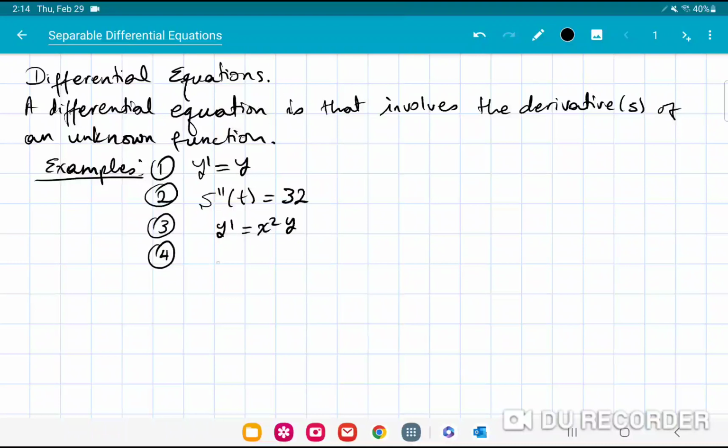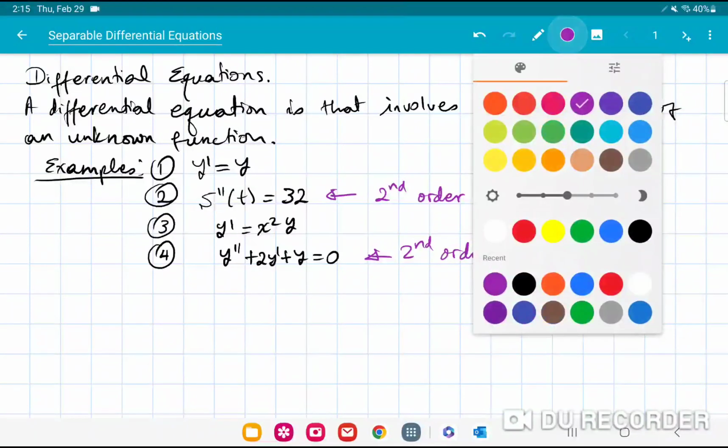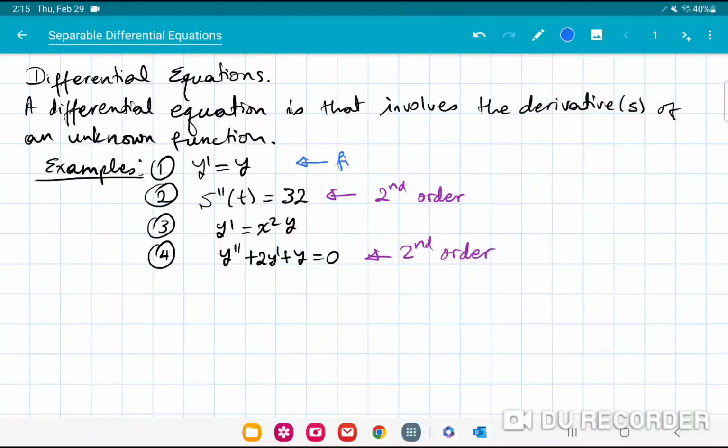I can have another one that looks like this: y double prime plus 2y prime plus y equals 0. This is another differential equation, and this is what we call a second order differential equation. These two are second order differential equations, because the equation now involves the second derivative of the function. Okay, these two are first order differential equations.